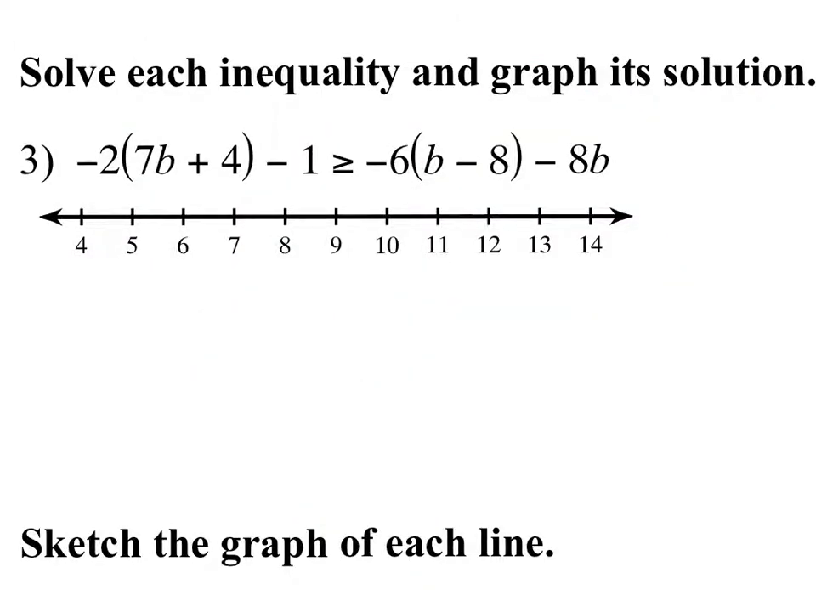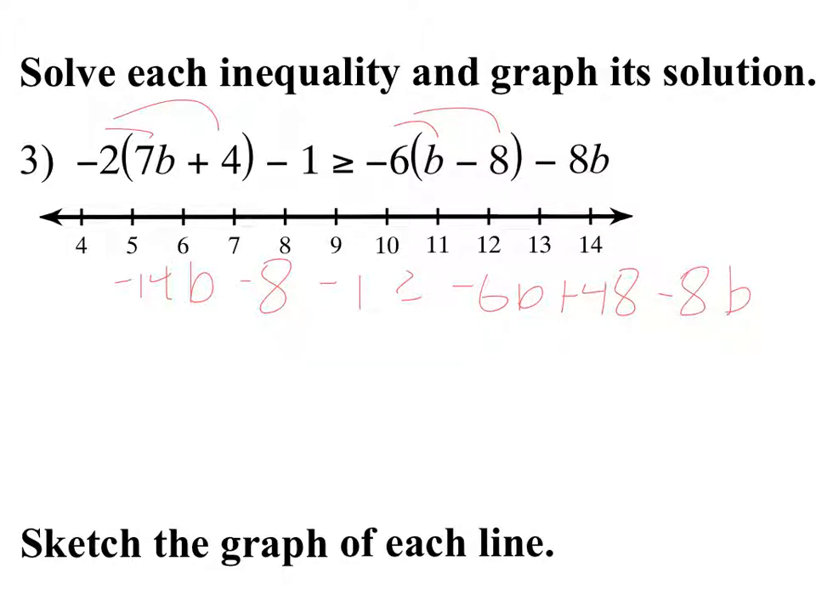Next up, we've got an inequality. First thing I'm going to do is do some distribution, and then I'm going to get everything onto one side. So we get negative 2 times 7b is going to be negative 14b. And then minus 8 minus 1 greater than or equal to. Distribute the negative 6b and distribute again. Plus 48 minus 8b.